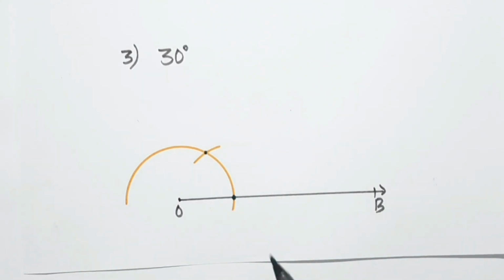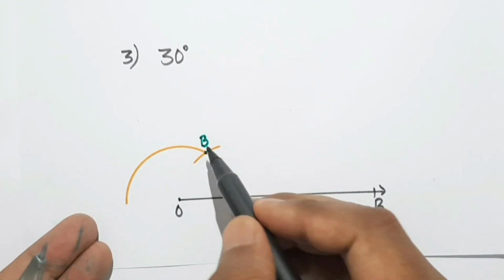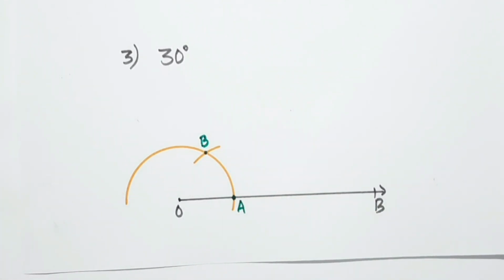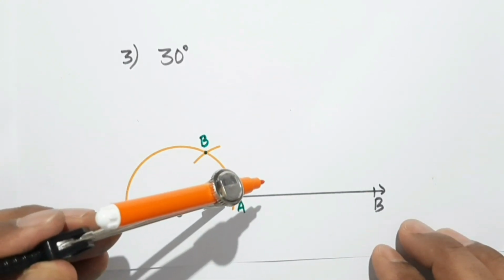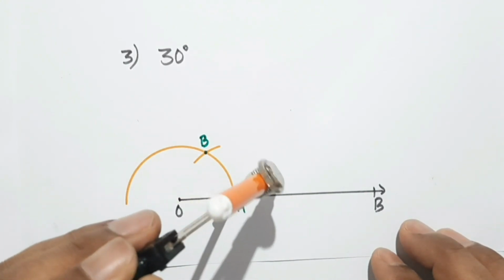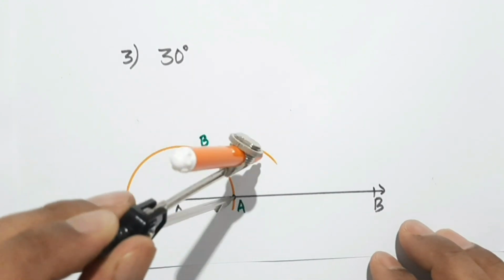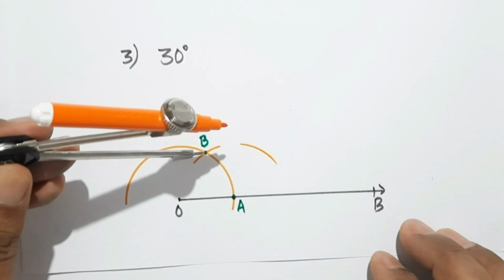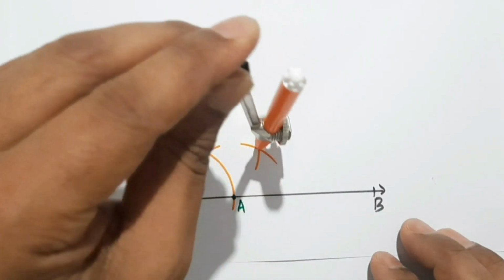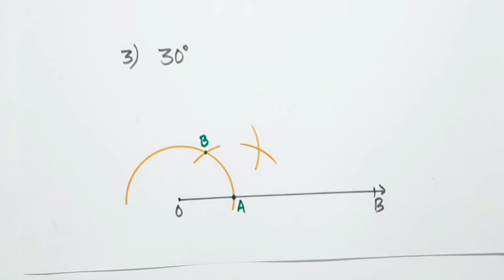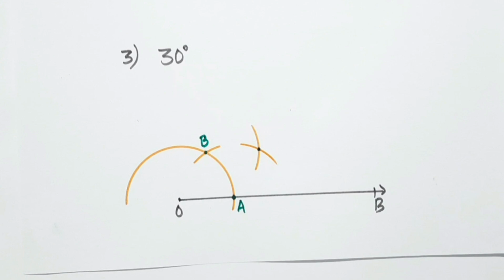Okay, so I'll name these 2 points as A and B because we are going to construct a 30-degree angle. So what we are going to do is, again we will take this A as a center and draw one arc here, somewhere here. And again, taking B as a center, we will make one more arc to cut our previous arc. Okay, so this is our point of intersection of the two arcs.